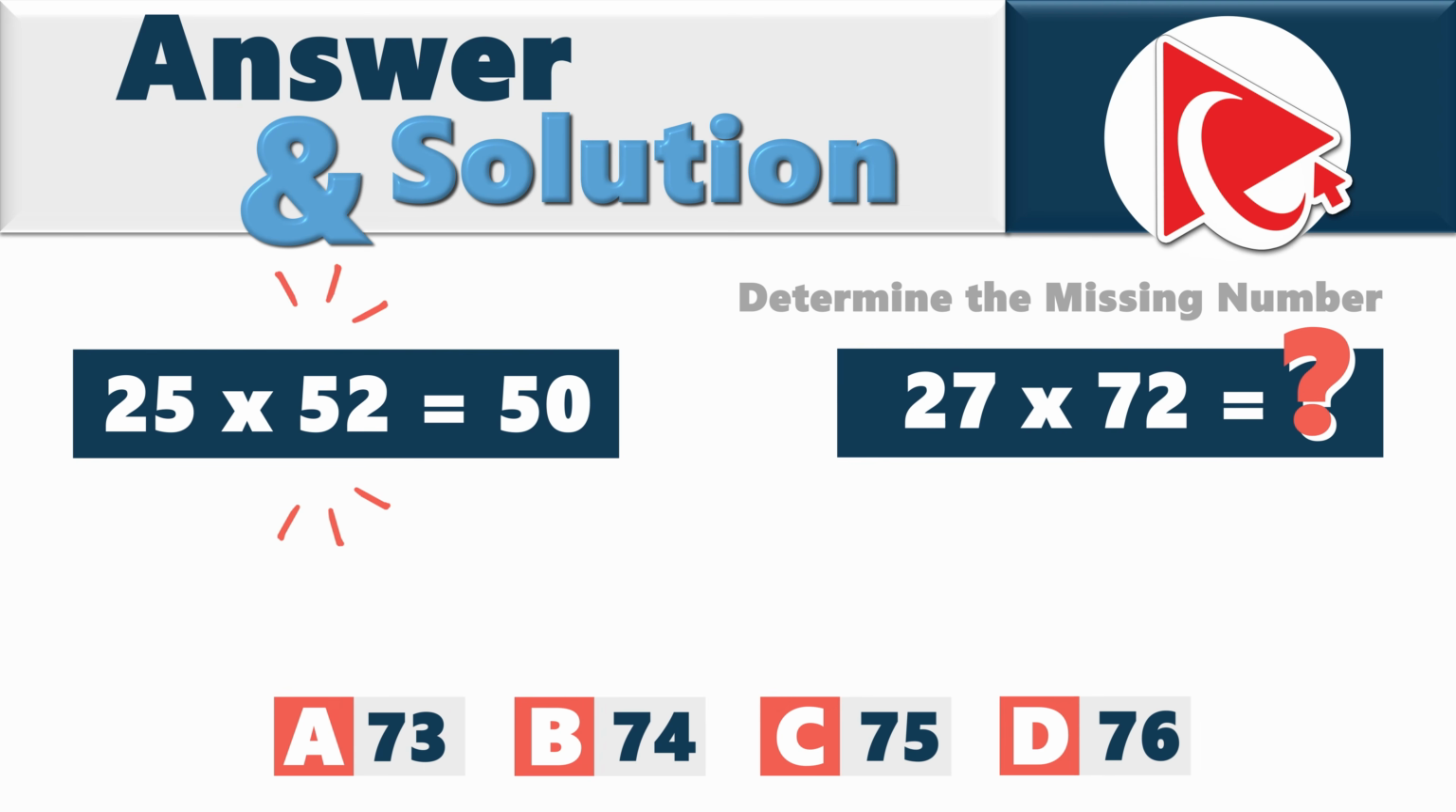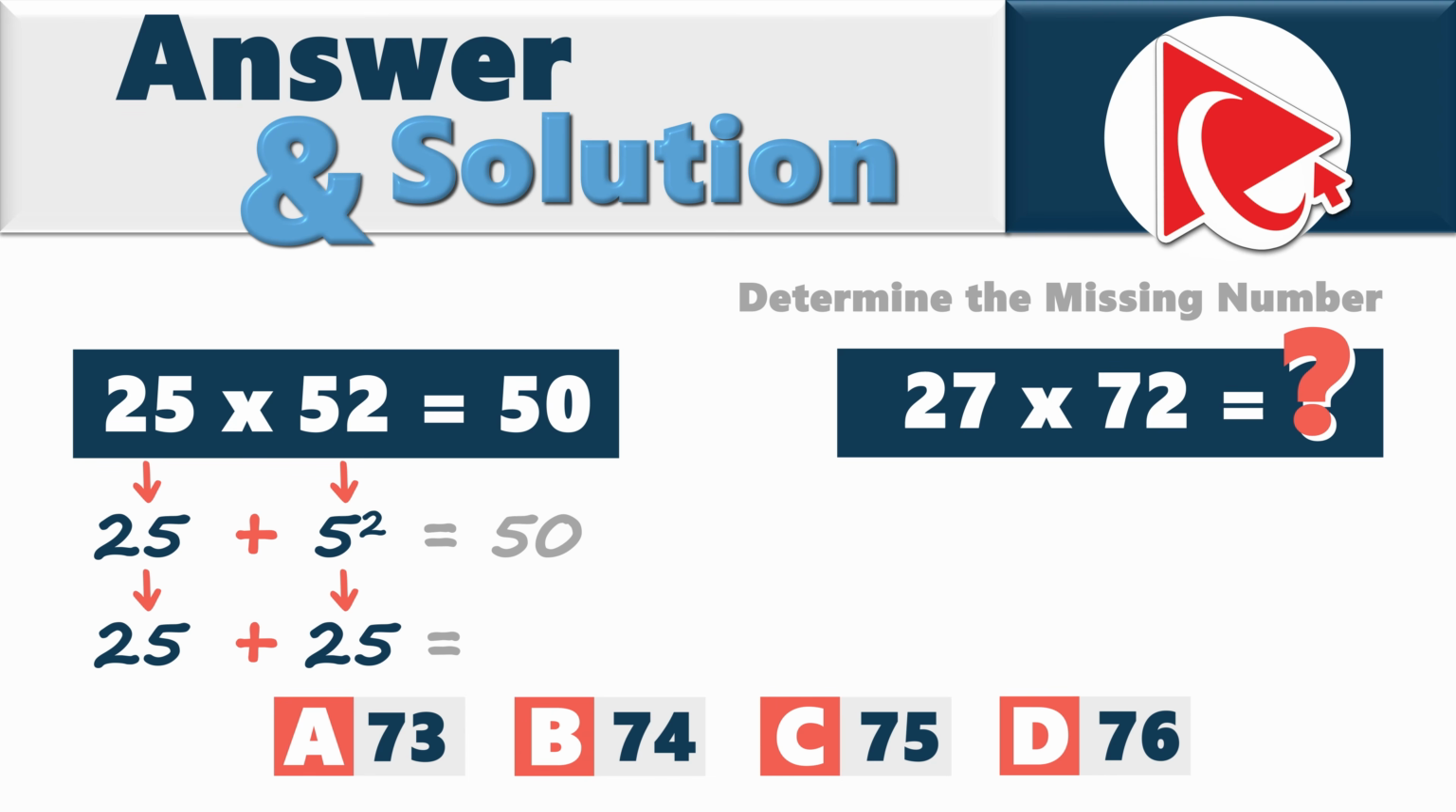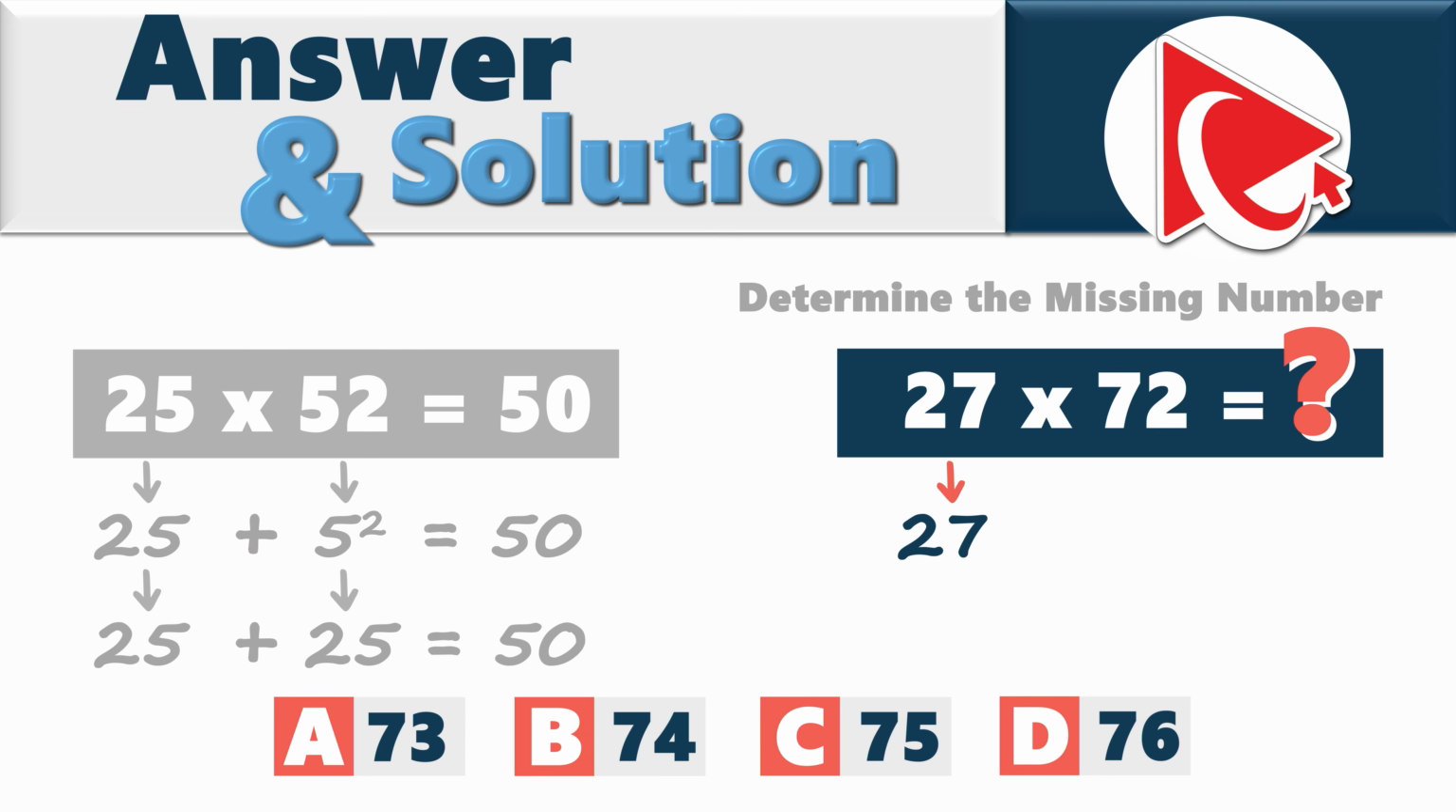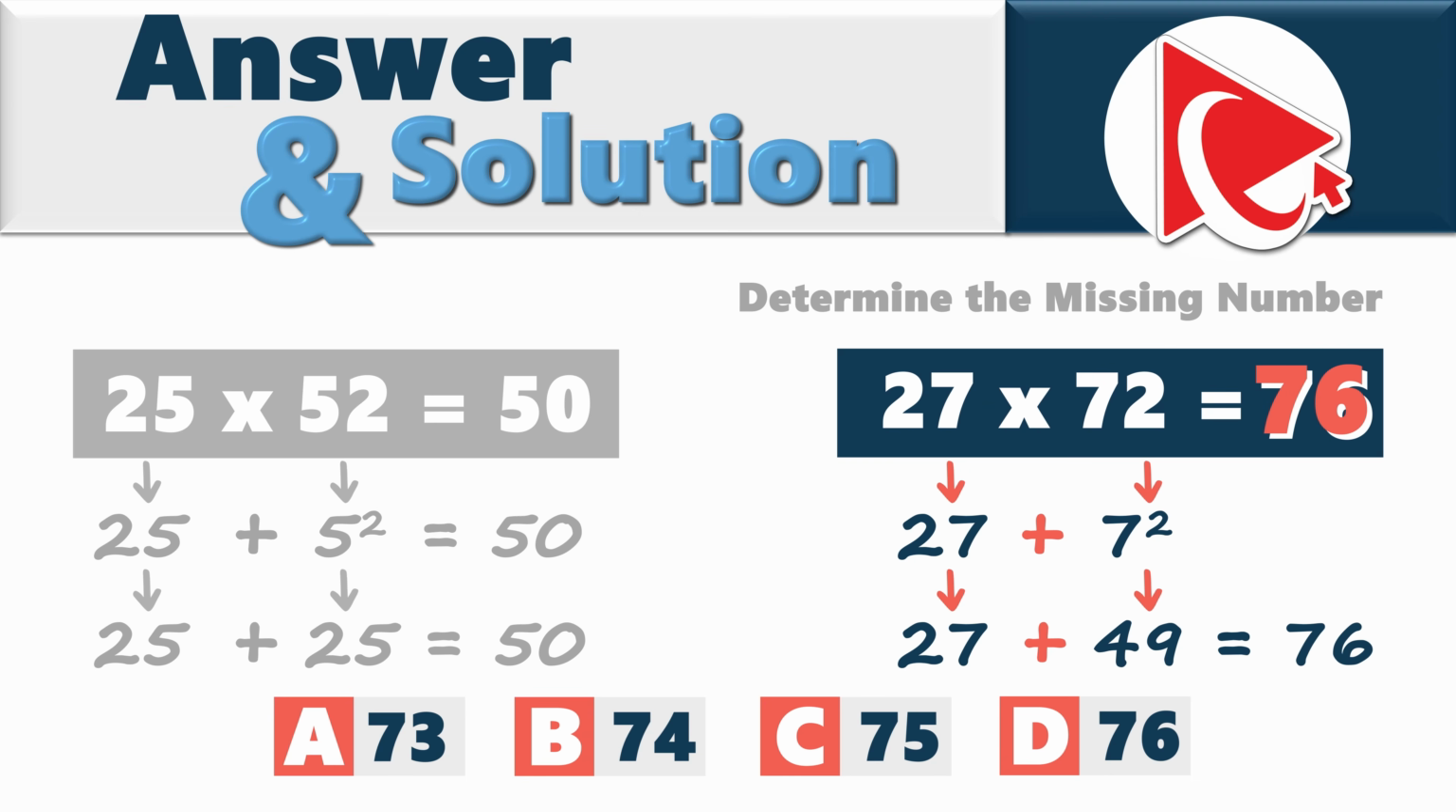Let's look at the second expression. 25 plus 5 in the power of 2 equals 25 plus 25 and equals 50. Let's do the math for the missing number. 27 plus 7 in power of 2 equals 27 plus 49 and equals 76. So the correct answer here is choice D, 76.